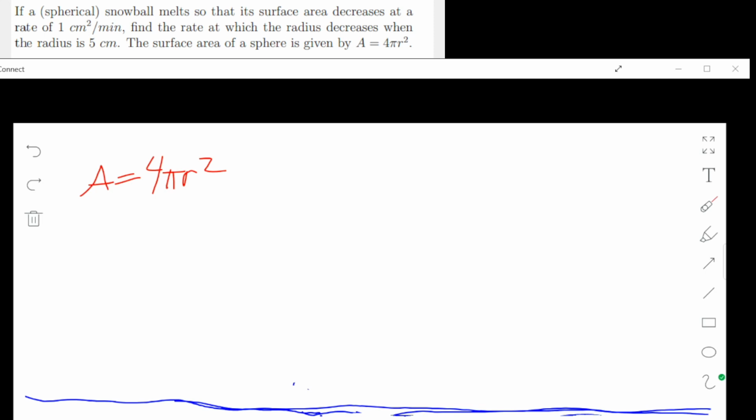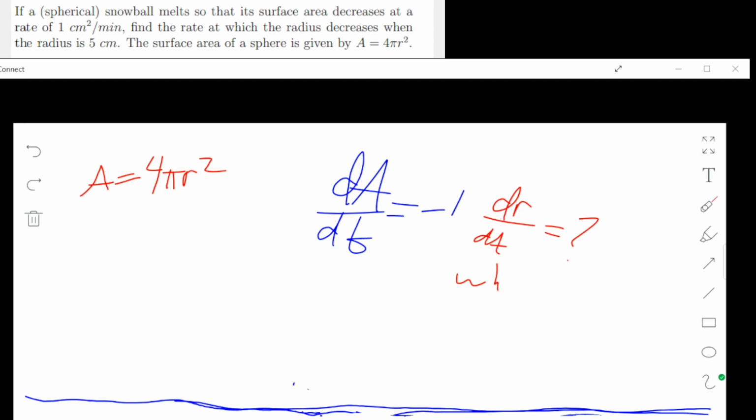Decreases at a rate. So what we've got here is that dA/dt is equal to -1. All right? And we are being asked for dr/dt when the radius is 5 centimeters. All right? And yeah, all the units match. Centimeters squared, centimeters, great. All right.